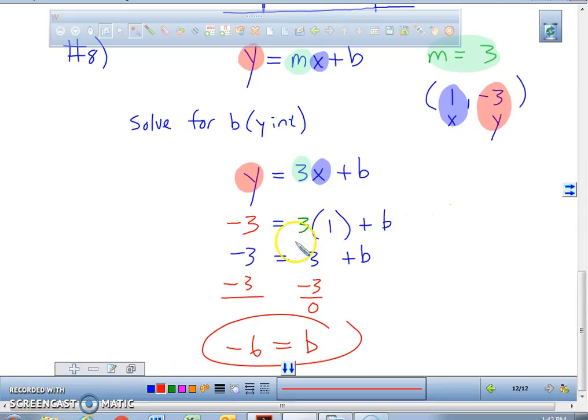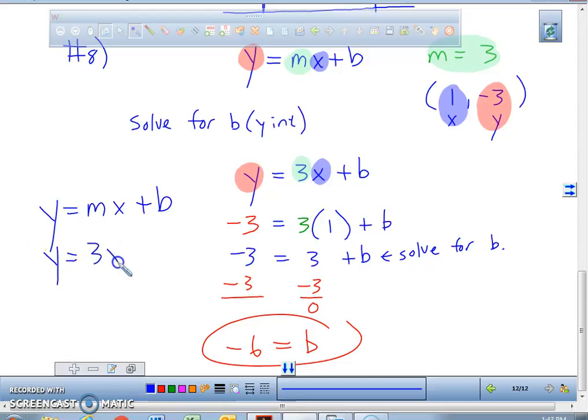Okay, right here, we had negative 3 equals 3 plus b. Okay? So, what we did was we had to subtract 3 from both sides because we're trying to solve for the b. Okay? So our final answer is once again 3x minus a 6 if we plug it in. Either way, you get the right answer.